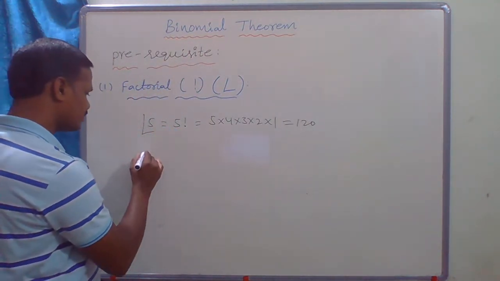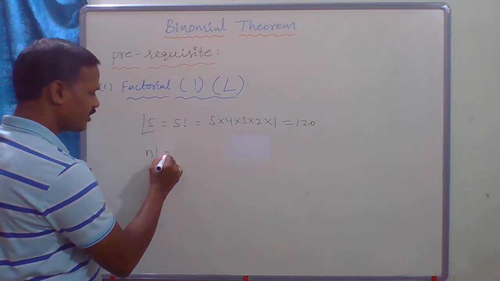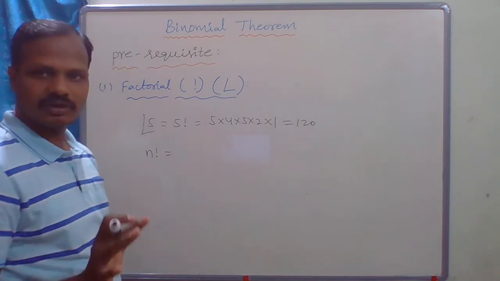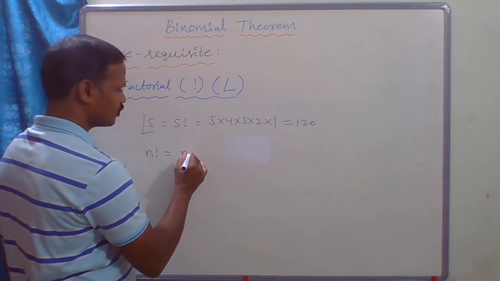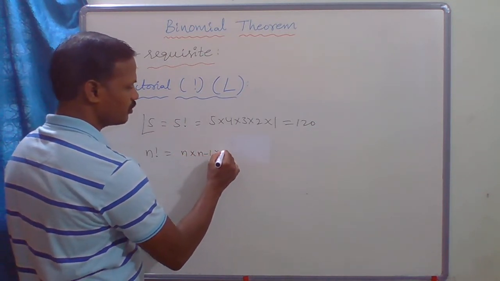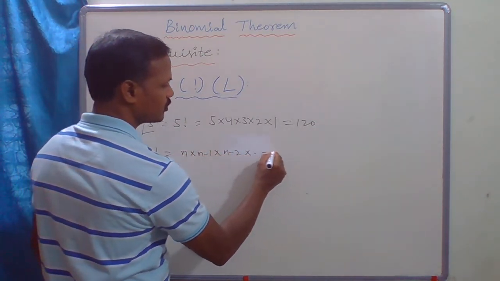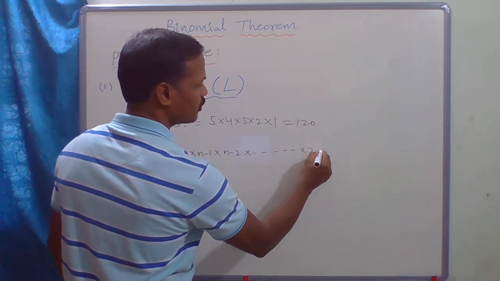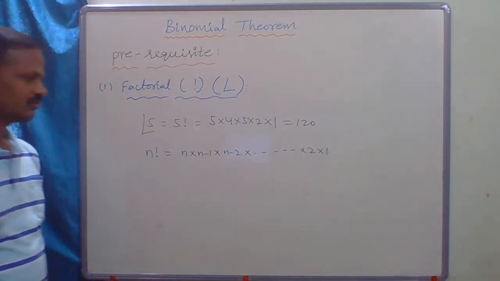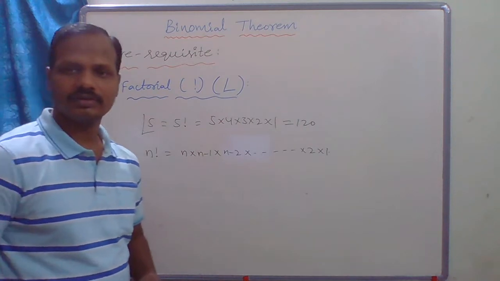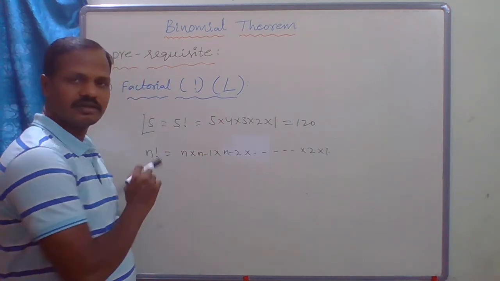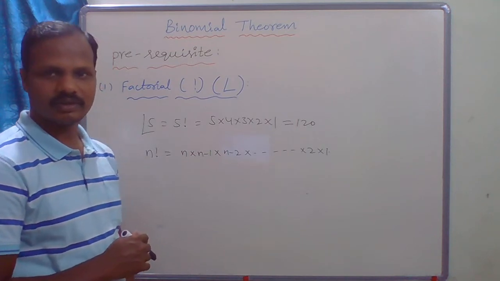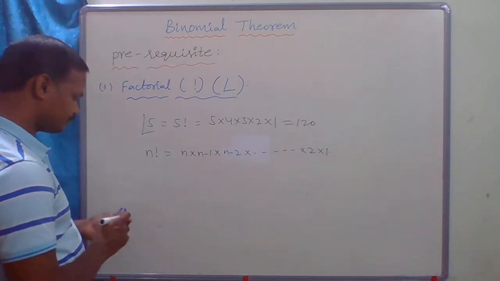So then what is n factorial? n factorial means the product of first n natural numbers. That is n into n minus 1 into n minus 2 and so on, up to 2 into 1. So the product of first n natural numbers is called n factorial.